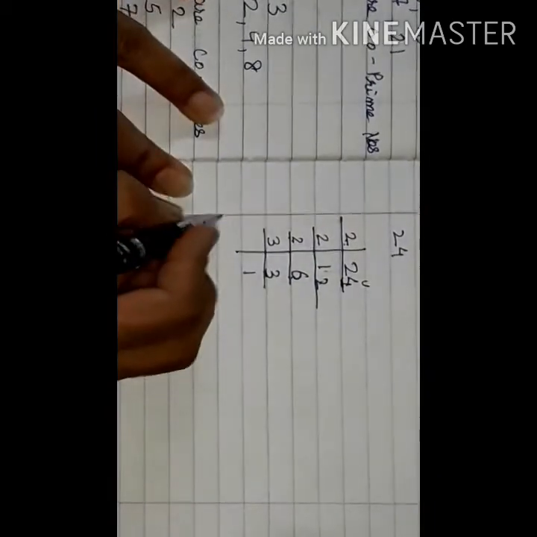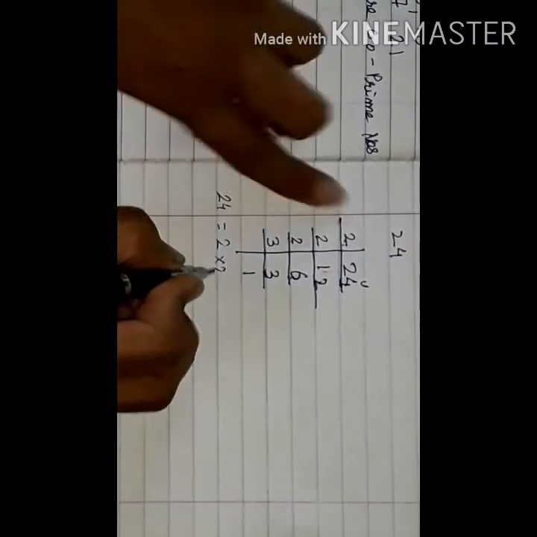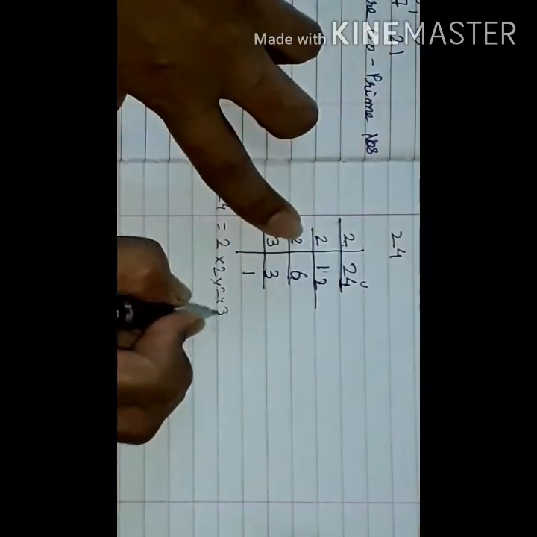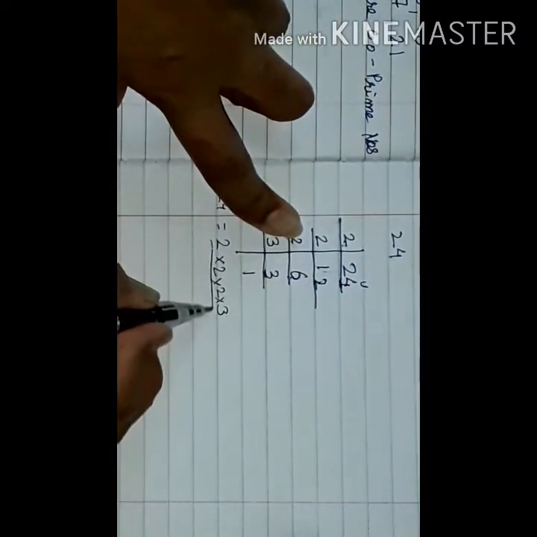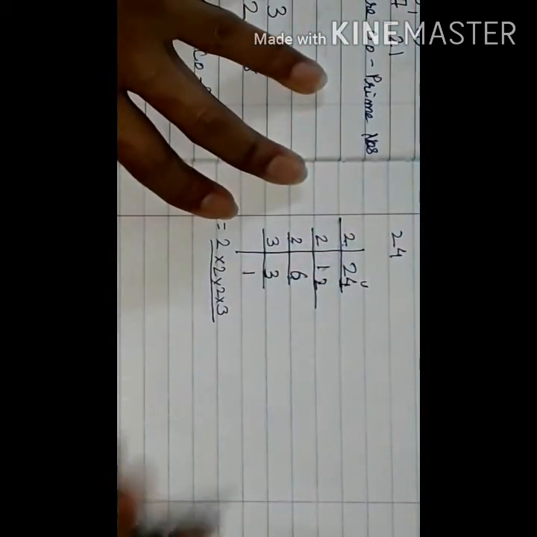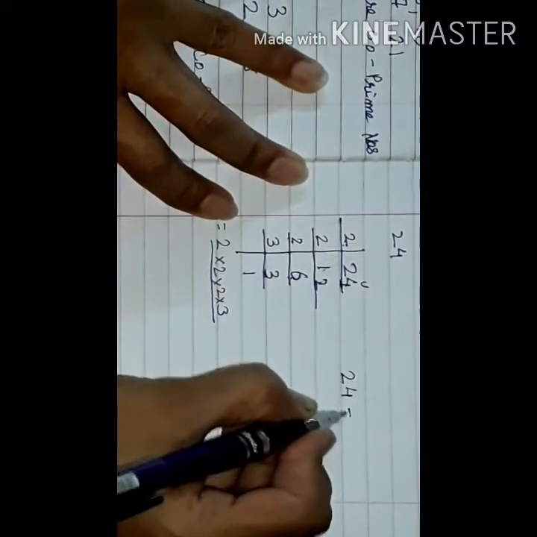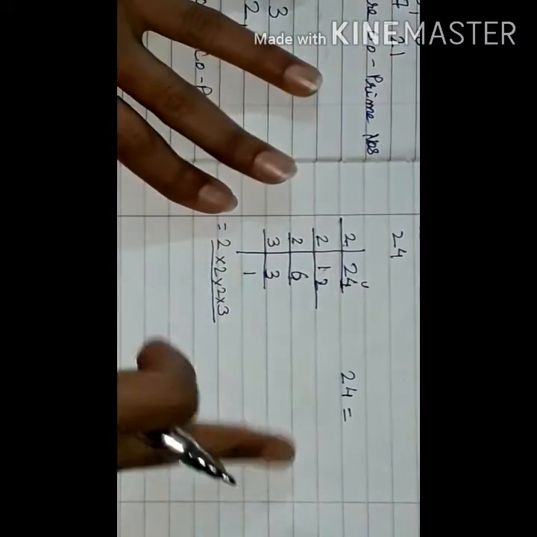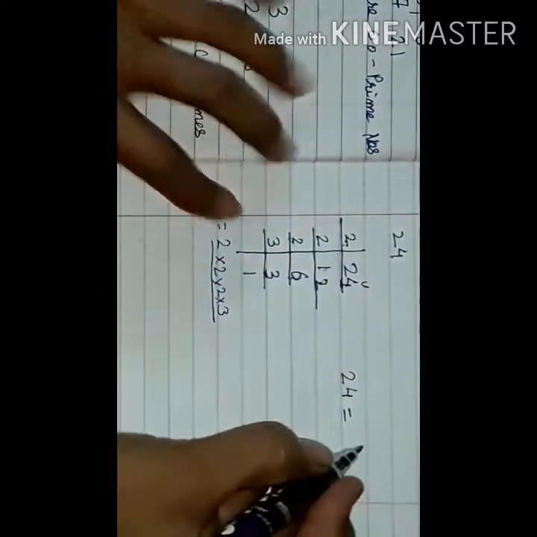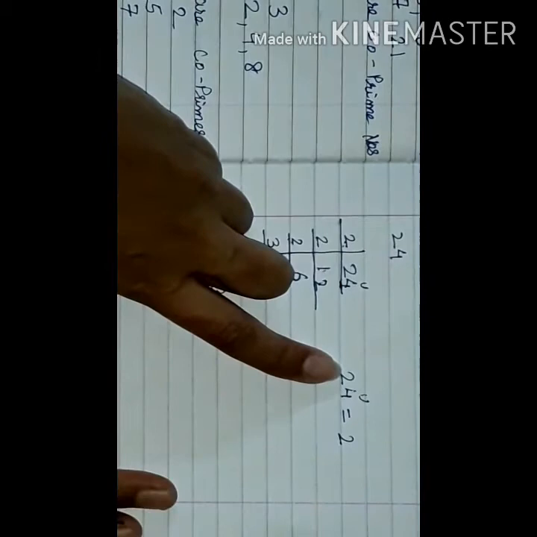Got it? How are you going to write the primes? 24 is equal to 2 into 2 into 2 into 3. When you multiply all these numbers, you will get 24. Next sum I will explain, now we have to see how to solve the sum in a horizontal way. In the same way as we did, we have to divide by 2, seeing the units place.